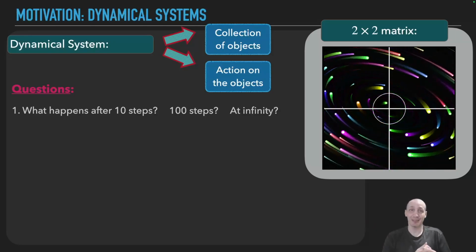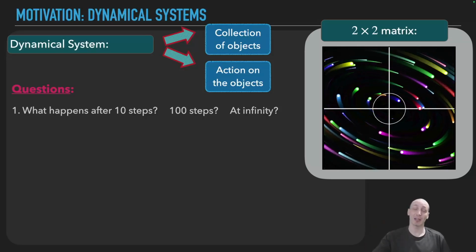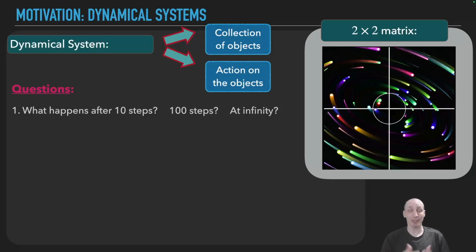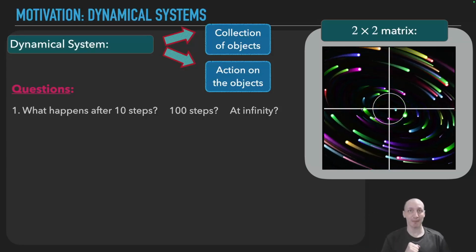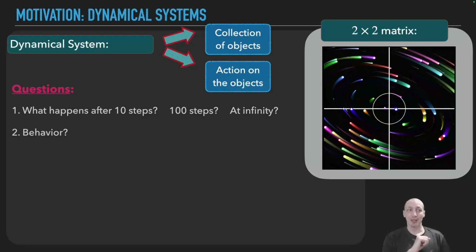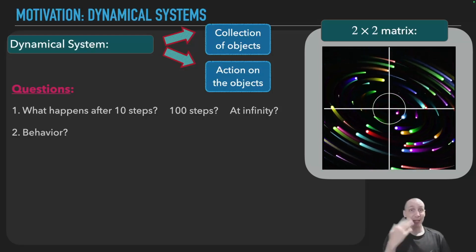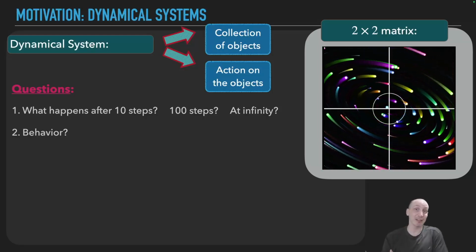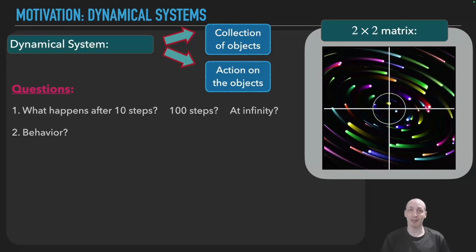So again, this needs some sort of definition of what happens at infinity. And after we define what it means, we can ask what really happens there. So this is already an interesting question. We can also ask about what type of behavior we can get. So for example, this is just one matrix. What happens with other matrices?